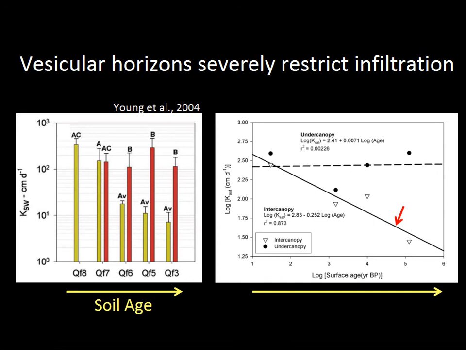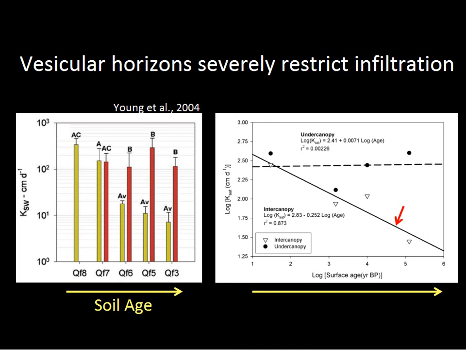Another important principle relating to the vesicular horizon is that it has a very strong impact on the surface hydrology of desert ecosystems. This is a study from the Desert Research Institute. This is showing infiltration rates measured on surfaces with increasing soil age. So this is a chronosequence of alluvial fan surfaces in the Mojave Desert. And if you look at just the yellow bars, this is where they removed the desert pavement and measured infiltration rate directly into the surface horizon, which in the older three surfaces was a vesicular horizon.